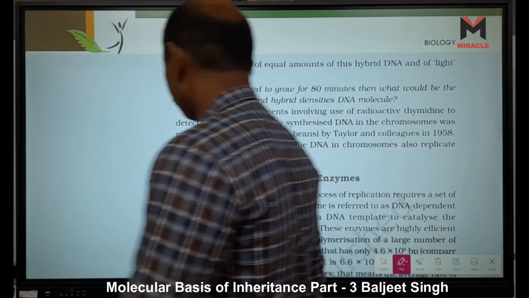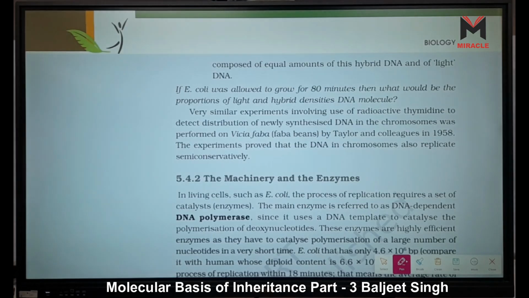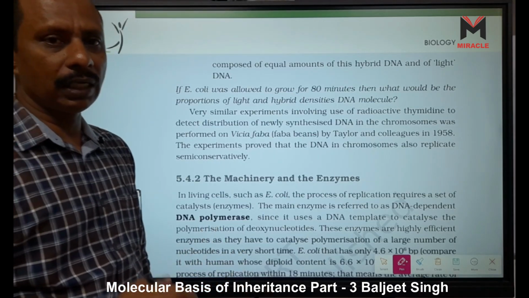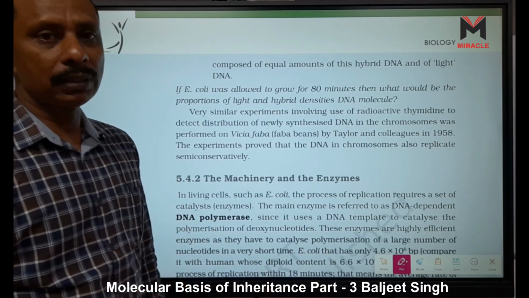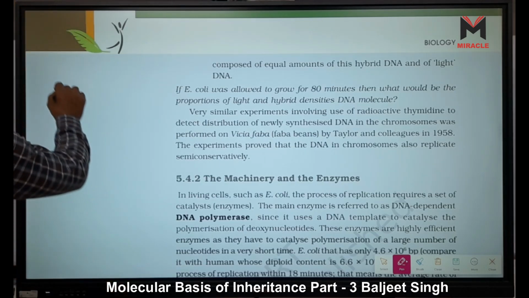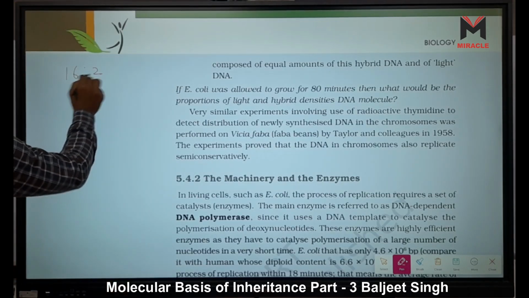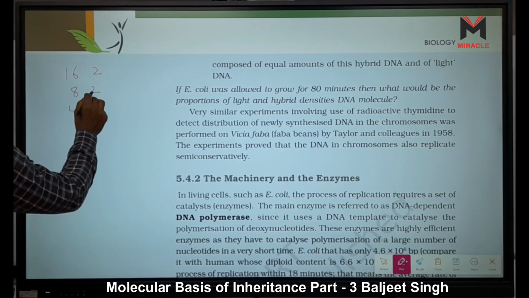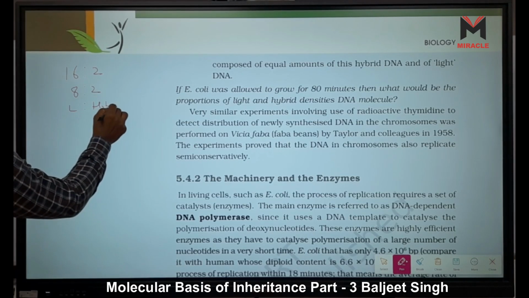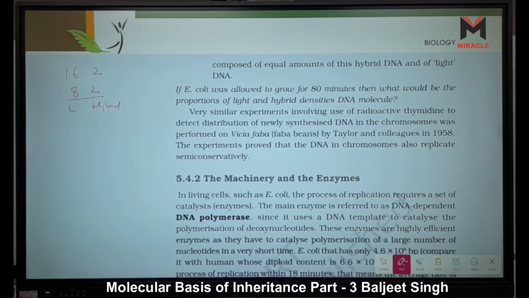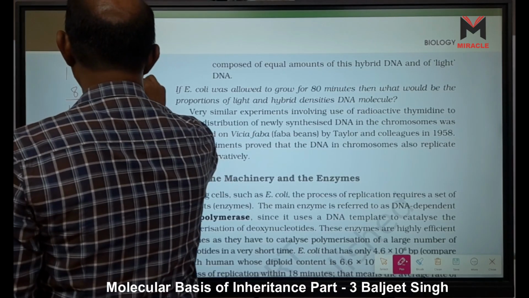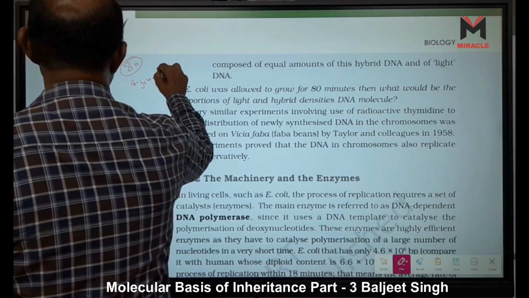DNA is hybrid, right? But 80 minutes means what happens? How many generations are going on? 4 generations, right? So the first generation means 2, the second generation is 4, the third generation means 8, and the fourth generation means 16. So we know 16, what is the ratio? It is 16 to 2, or we can say 8 to 2. 8 means light and 2 means hybrid. This is the ratio in 80 minutes. 80 minutes means 4 generations, right?